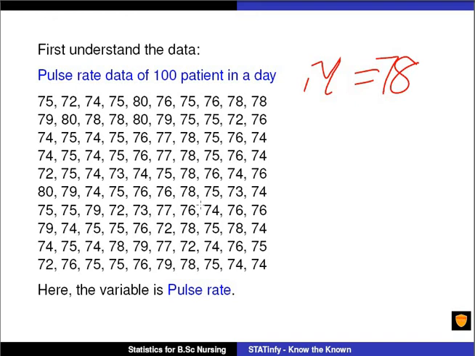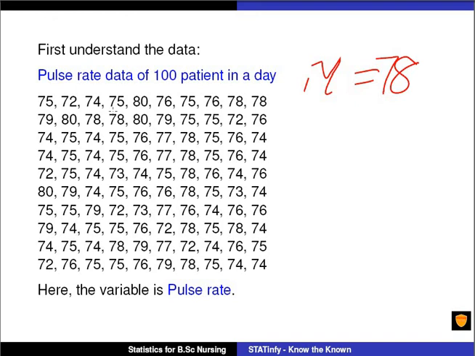Now someone may ask what the variation within the data is. Is it possible that all the 100 patients have the same pulse rate of 78? Obviously no. Someone has a pulse rate of 75, someone 72, someone 74, and so on, so the pulse rate varies from person to person. If you report the variation within the data along with the measures of central tendency, then you are giving complete information about the data, isn't it? This is the importance of measures of dispersion.